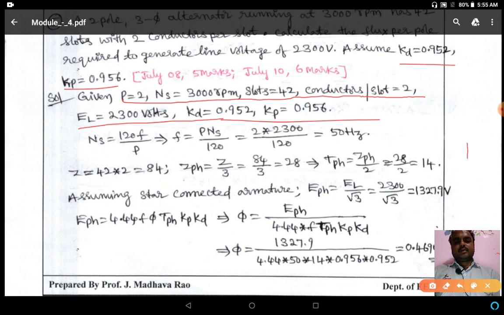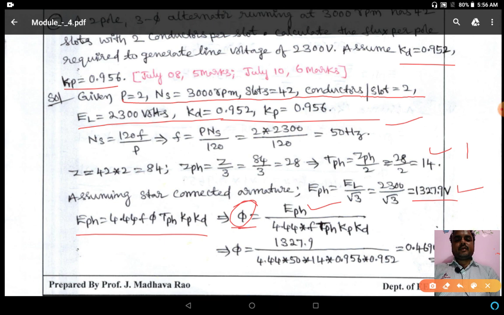So here we have to find out phi, the flux per pole. Before going to find out the phi, we have to find out f, Tph and Eph. So how we will find out the flux per pole is from the induced EMF formula, right? So Eph is equal to 4.44 f phi Tph Kp Kd, right? From that formula, phi is equal to Eph by 4.44 f Tph Kp Kd. So here Eph I will find out as EL by root 3, right?